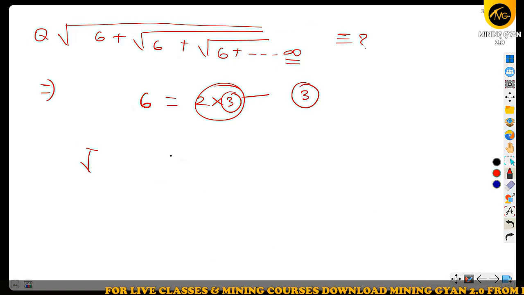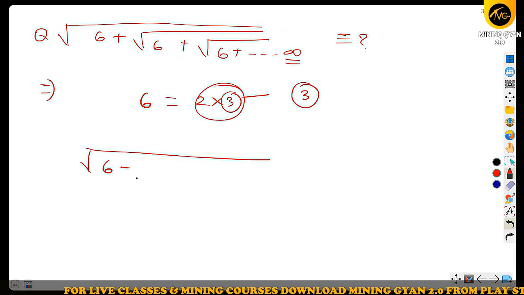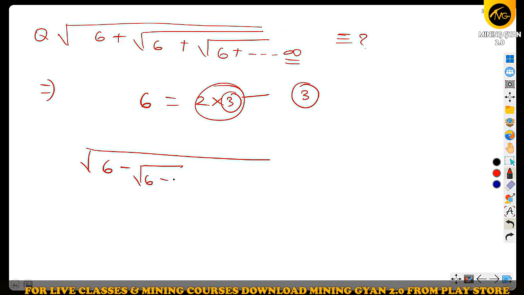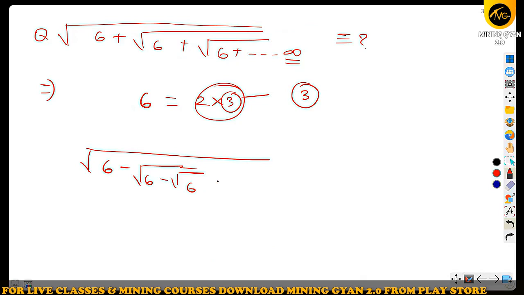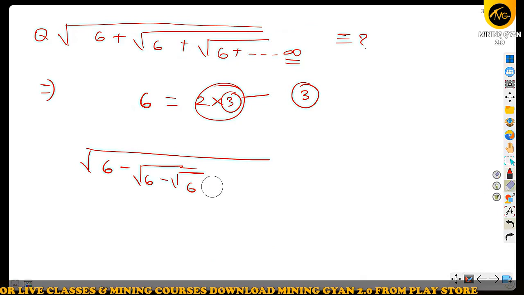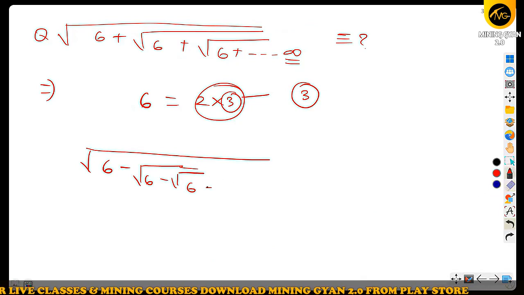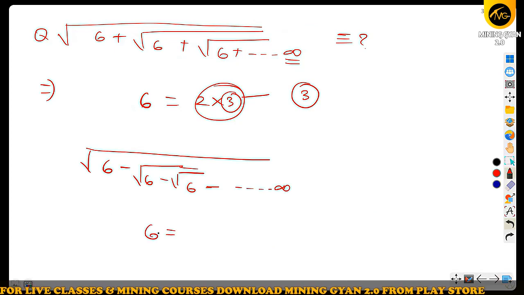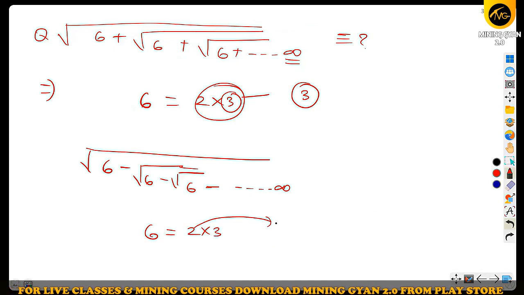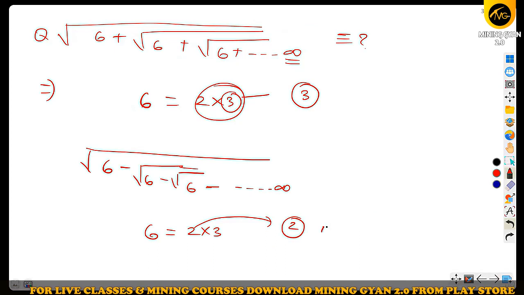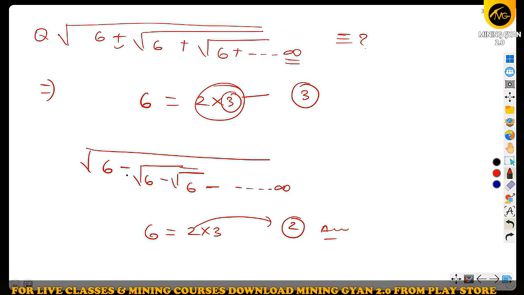Now suppose there is the sign of minus: root over 6 minus root over 6 minus root over 6. In this case, if the series goes in minus form to infinity, we can easily break it down into factors 2 into 3. Now in this case we have to choose the smaller value of the factors, that is the 2. So this is the basic difference. If there is positive, then we have to choose the bigger number, and if there is the minus sign, then we have to choose the smaller number.